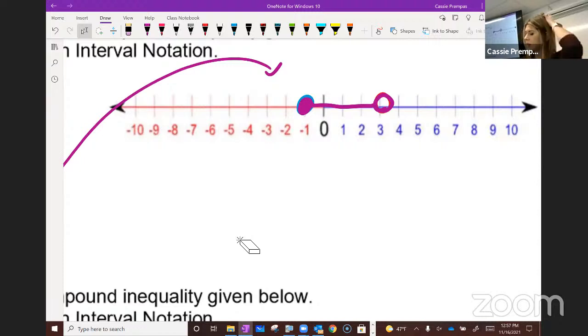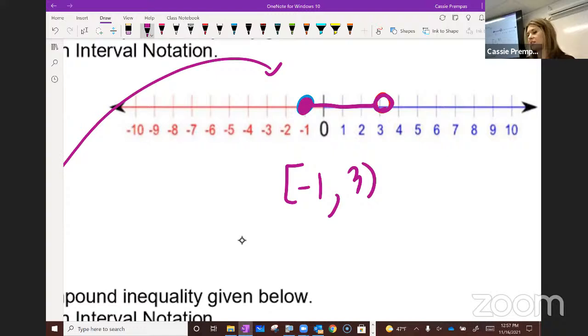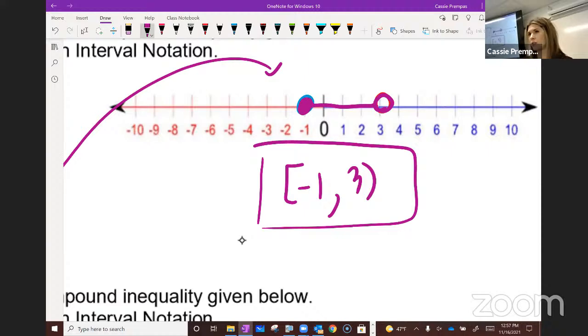How do I write this in interval notation? Should I have a bracket at -1 or a parentheses? Bracket, because it's a closed circle. And then should I have a bracket or a parentheses at 3? Parentheses, because it's an open circle. Parentheses means the number is not part of the solution set. Bracket means the number is part of the solution set. And that would be my answer.